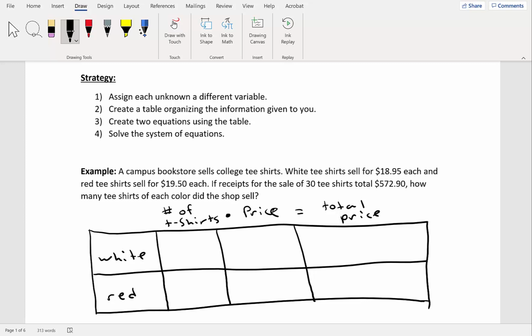Now, white t-shirts, we don't know how many white t-shirts were sold. So let's go ahead and put that as X. That's one of our unknowns. That's what we're trying to figure out. Red t-shirts, that's another unknown. We'll let this be Y. Now, the price of white t-shirts, this was $18.95. And the price for the red t-shirts, this was $19.50.